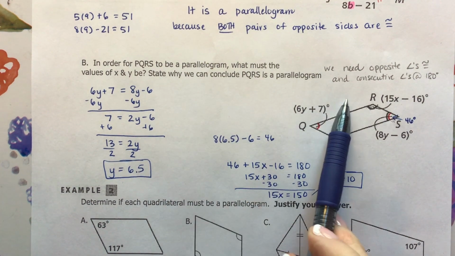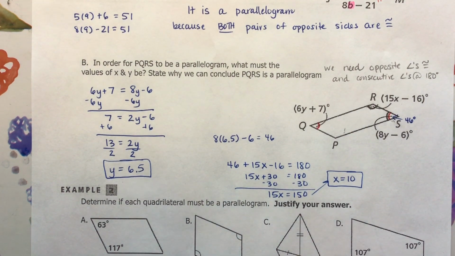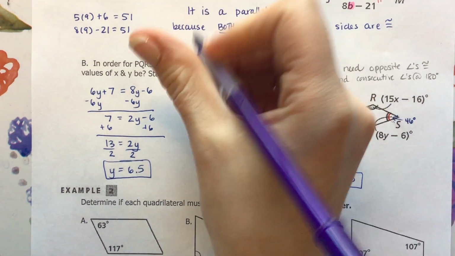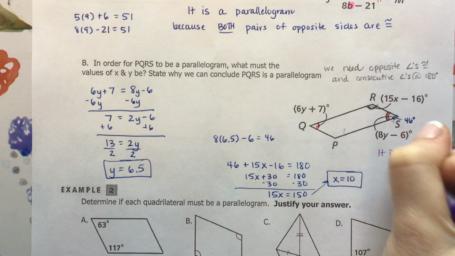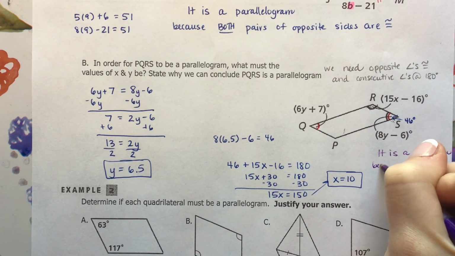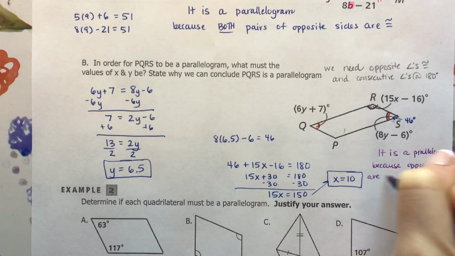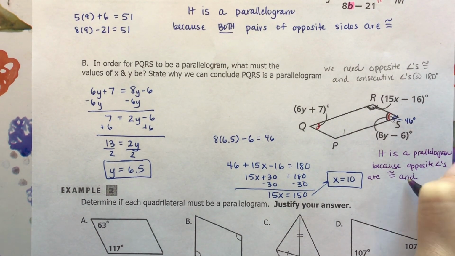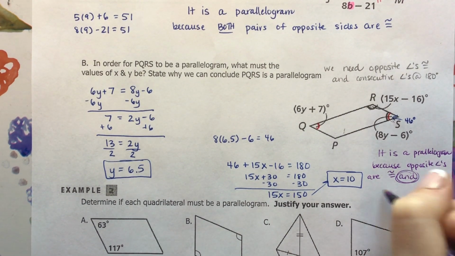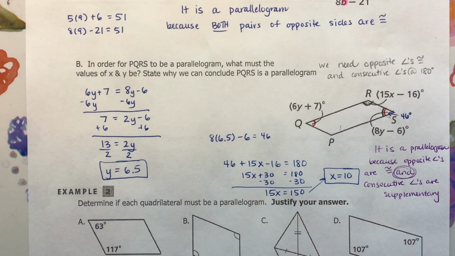So why is this a parallelogram? Well, this is a parallelogram because, let me write it in a different color for us. So I'll just write it right here. It is a parallelogram because opposite angles are congruent, and you need both, and consecutive angles are supplementary. All right.